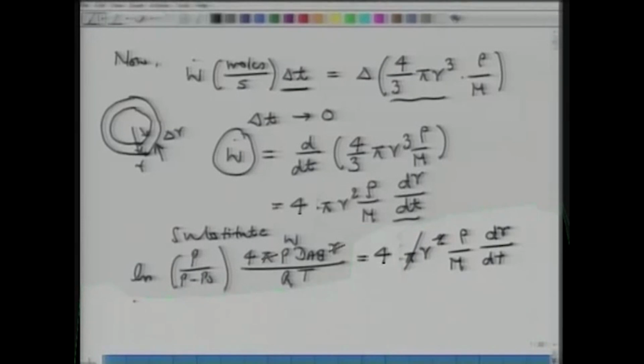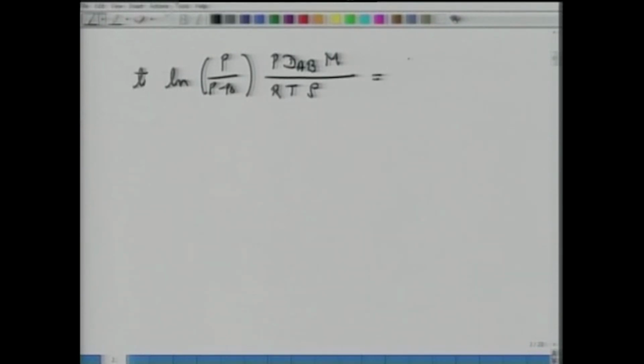The entire expression, which is actually W dot, we are assuming remains constant over the integral. So dR by dt, if we integrate from R1 to R2, we will have the total time for a decrease in the radius from R1 to R2 as t ln P over P minus P0, times P D AB M over RT rho, equals R1 square minus R2 square by 2. So this is on integration.